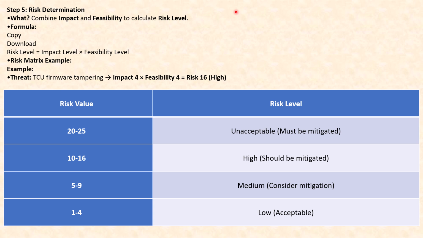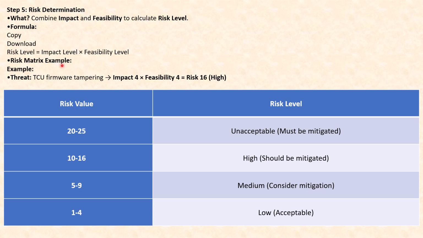Next comes the risk determination. Now what is the combination of the impact and feasibility to calculate the risk level? Now what is the formula? Risk level is equal to impact level times feasibility level. Now this is a very common risk level definition.